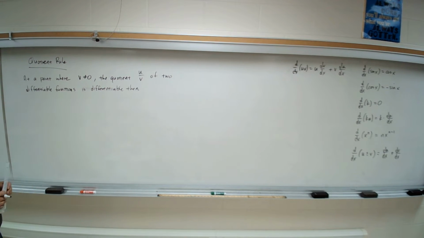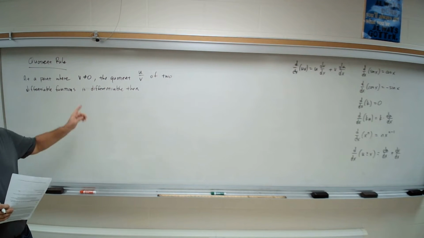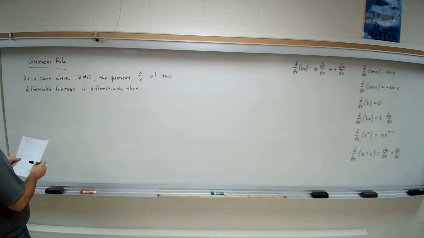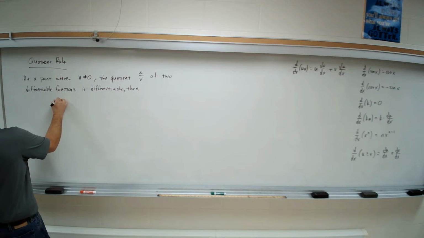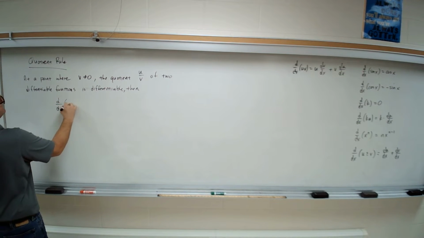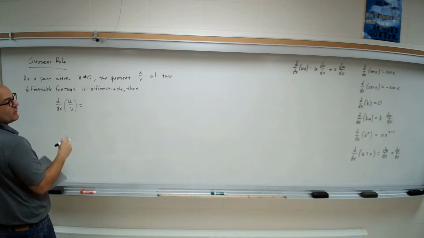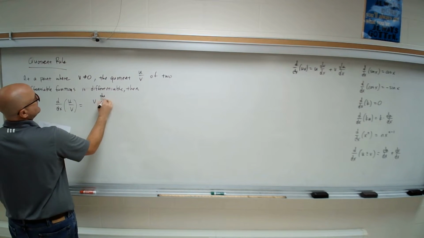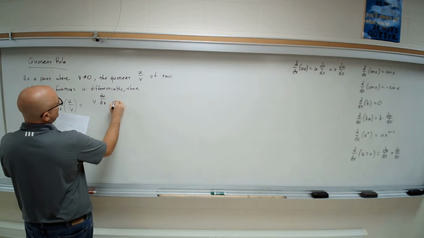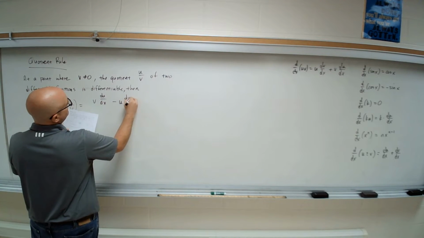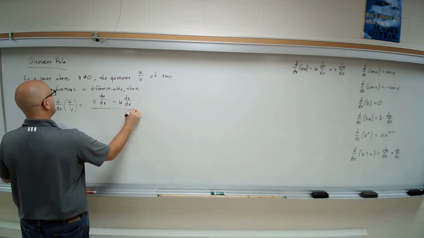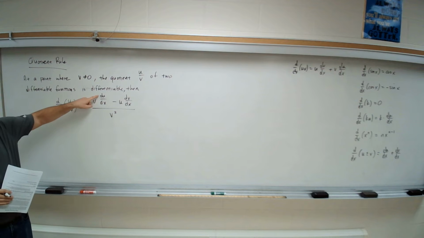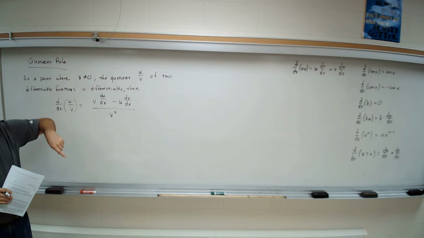Okay, so at a point where v is not equal to 0, the quotient u over v of two differentiable functions is differentiable. Then the derivative with respect to x of u over v, this is called our quotient rule, is v times du over dx minus u dv over dx, all over v squared. So again, derivative of u with respect to x, derivative of v with respect to x.